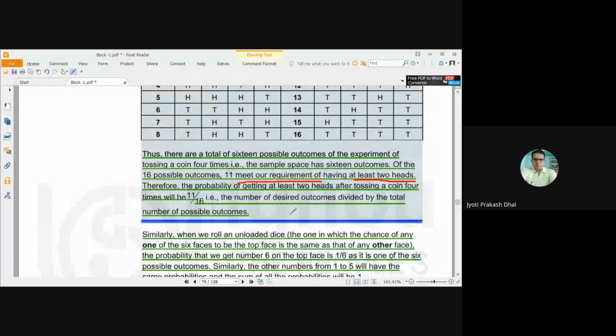So therefore, the probability of getting at least two heads after tossing a coin 4 times will be 11 by 16. That is the number of desired outcomes divided by the total number of possible outcomes. So that is the probability.